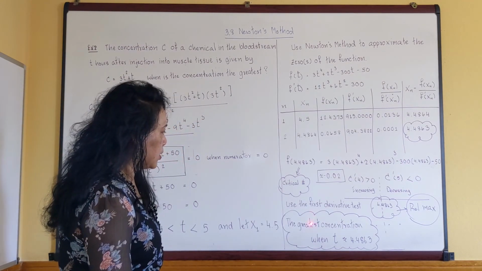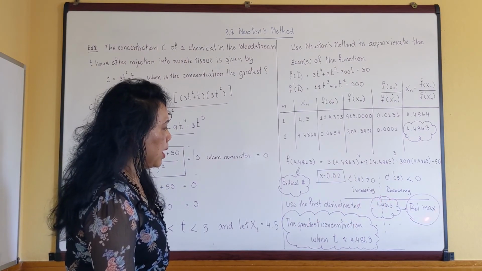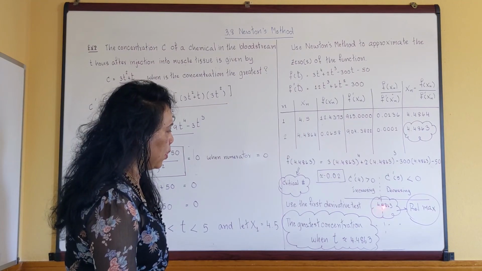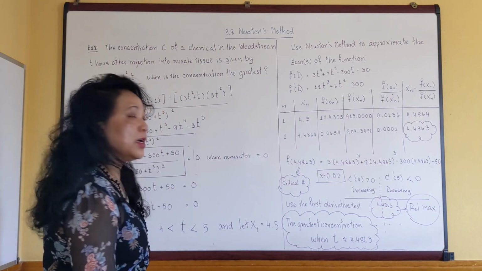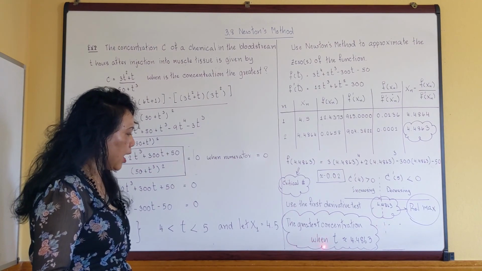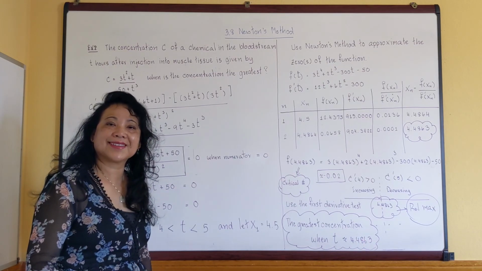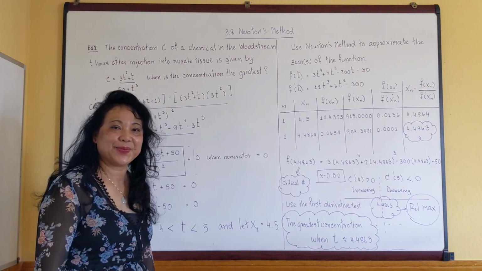So I know that the function is increasing and then decreasing. So my relative max is 4.4863. So the greatest concentration is when time is 4.4863 hours. Alright, see you next section. Bye.